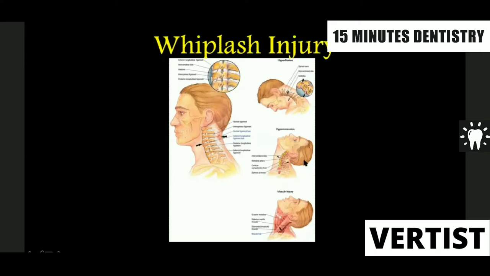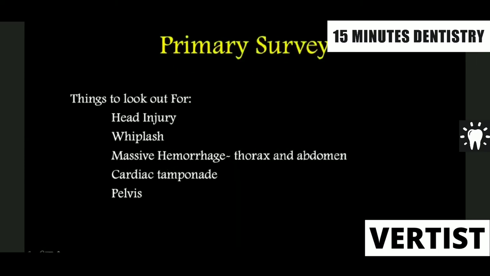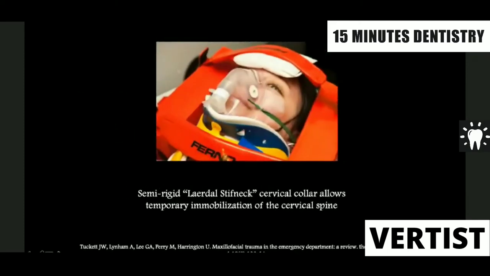At the same time, when the head moves backward, the brain would tend to move forward. So one has to be very careful when observing these patients of maxillofacial trauma. Again, in primary survey, we look for head injury, whiplash, massive hemorrhage, thorax and abdomen, cardiac tamponade, so on and so forth, right? These are the most important things. Now, when we have a patient who is lying on the ground with a motor vehicle accident, one should be very careful to transport the patient, right?